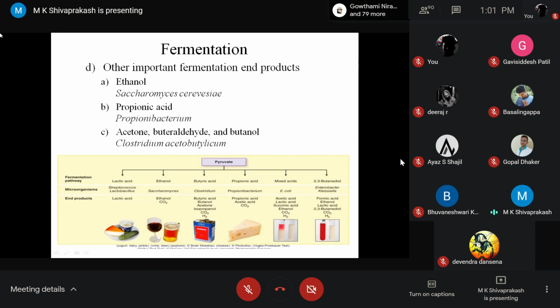Then another thing is, these fermentative organisms are also utilized in the industrial production of acetone, butyraldehyde and butanol, where the obligate anaerobic organism Clostridium acetobutylicum is utilized. And at the end, you'll be able to see how the end product of glycolysis, pyruvic acid, is converted by the fermentative organisms into many useful things, like for example yogurt, or you know.